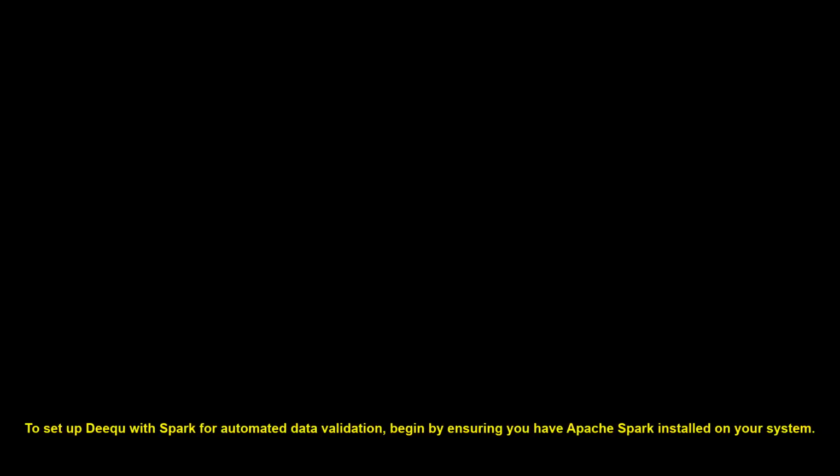To set up Deequ with Spark for automated data validation, begin by ensuring you have Apache Spark installed on your system. Next, create a new directory for your project. In this directory, initiate a new build file using either Maven or SBT, depending on your preference.